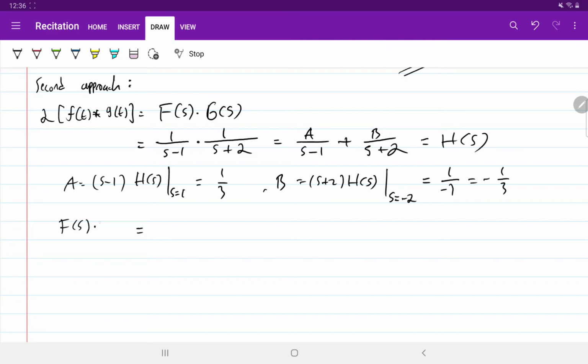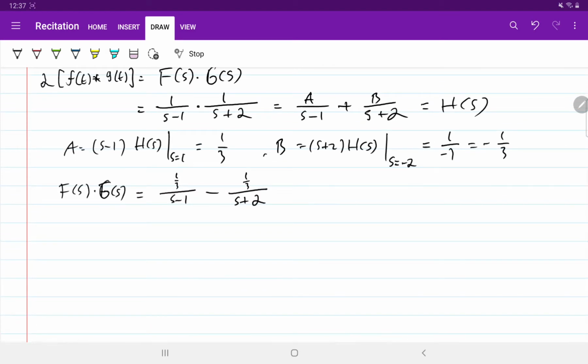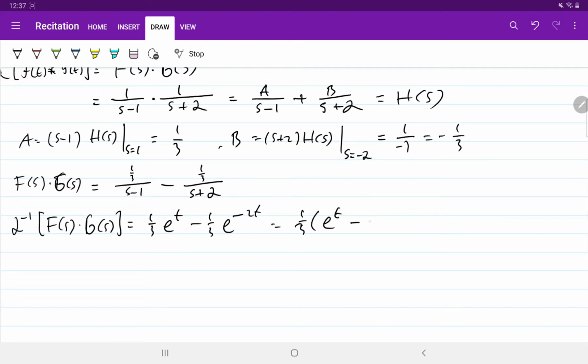Okay, so we get F(s) multiplied by G(s) is 1/3 times 1 over (s - 1) minus 1/3 times 1 over (s + 2). Okay, so we need to go back to the time domain by using the inverse Laplace transform. F(s) multiplied by G(s) gives 1/3 e^t minus 1/3 e^(-2t), or 1/3 (e^t - e^(-2t)) for t greater than or equal to 0.